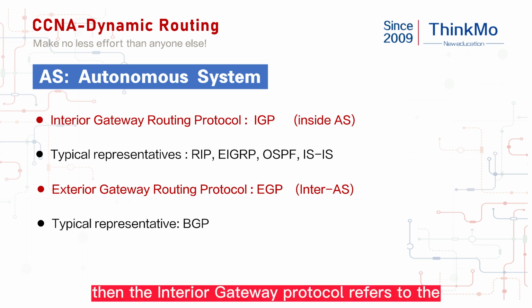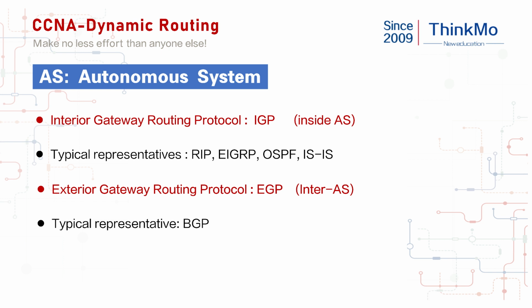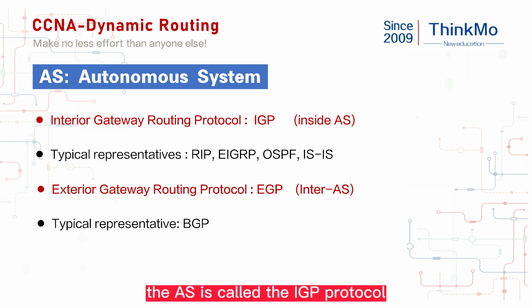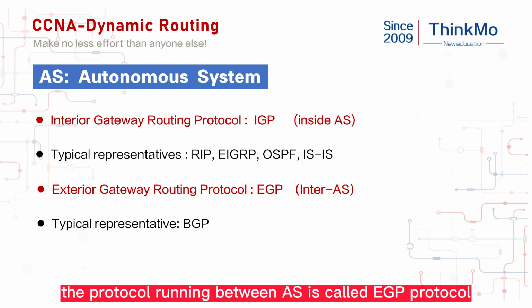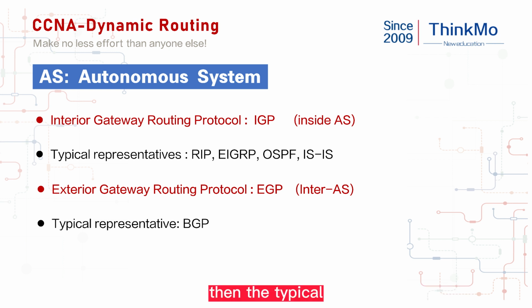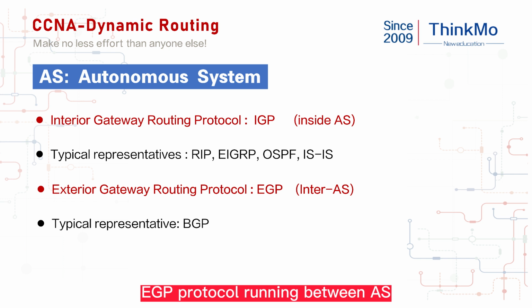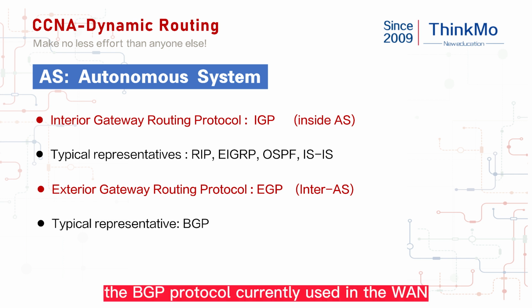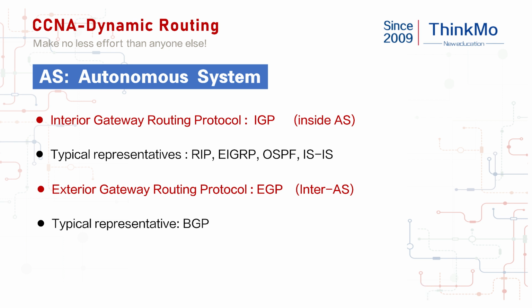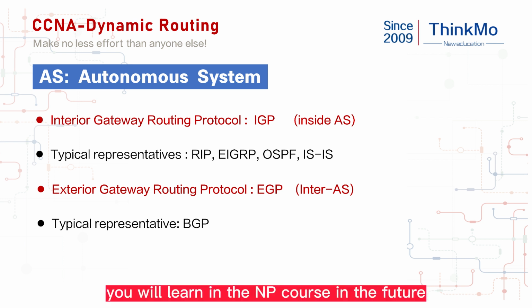Then the interior gateway protocol refers to the protocol running inside the AS, called the IGP protocol. The exterior gateway protocol refers to the protocol running between ASs, called the EGP protocol. Then the typical EGP protocol running between ASs is the BGP protocol currently used in the WAN. You will learn it in the NP course in the future.